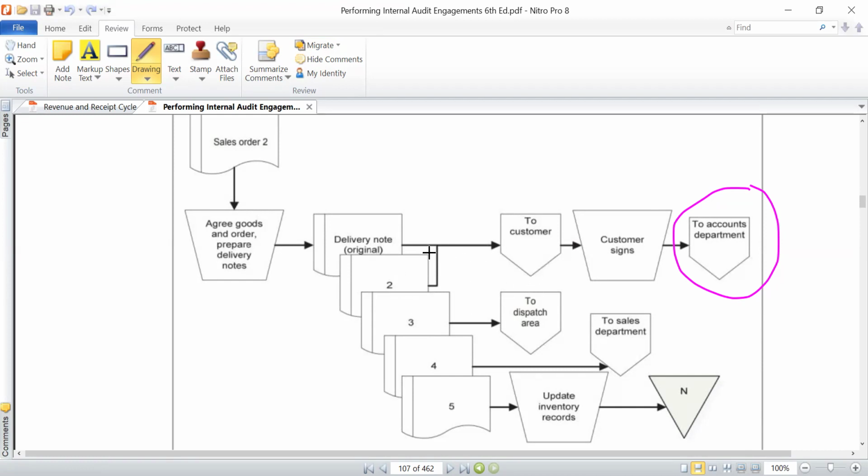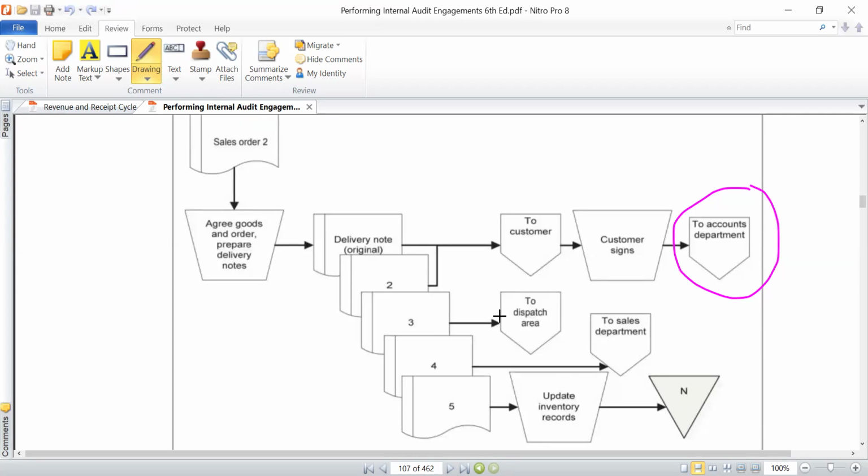Excuse me. So there's 2 copies here. Original goes to the customer. There's a copy that is signed by the customer, and then it has to be taken to the accounts department. That is this number 2. Then the third one, it goes to the dispatch area. Why to the dispatch area? Because there's a copy that is used at the dispatch area.